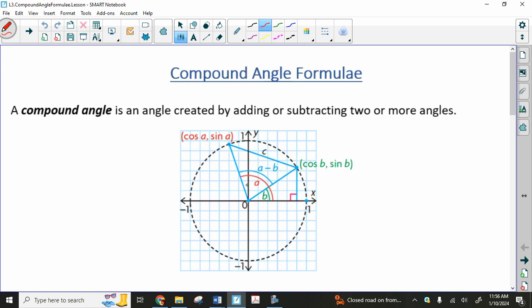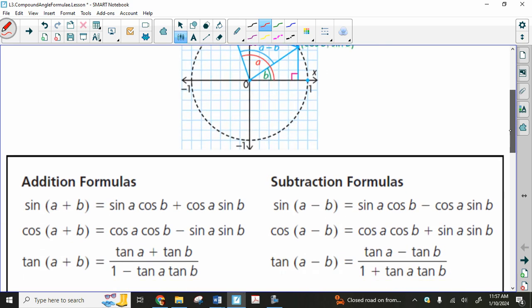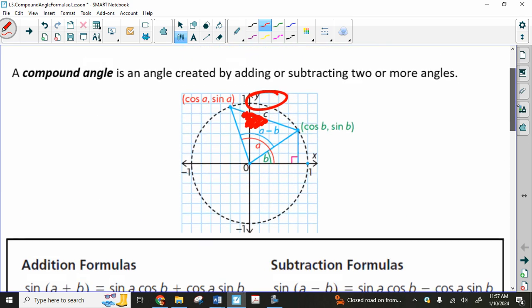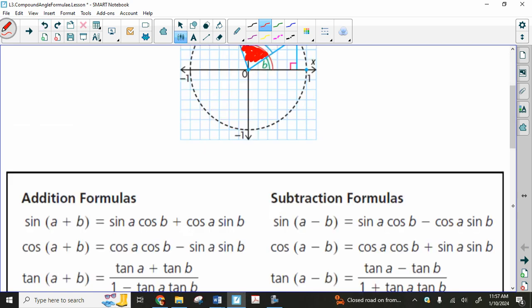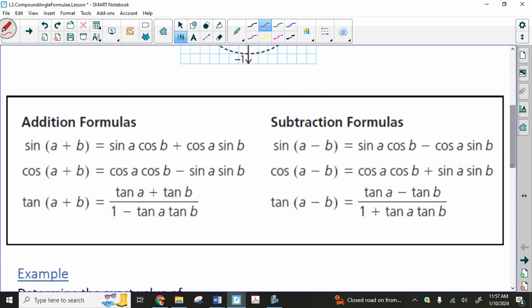If we wanted to find out the leftover in here, the way we would do that is we would take the whole A angle and subtract the B angle to give us this leftover. So this is the kind of stuff we're going to be doing today. Here we go. Here are the compound angle formulas.